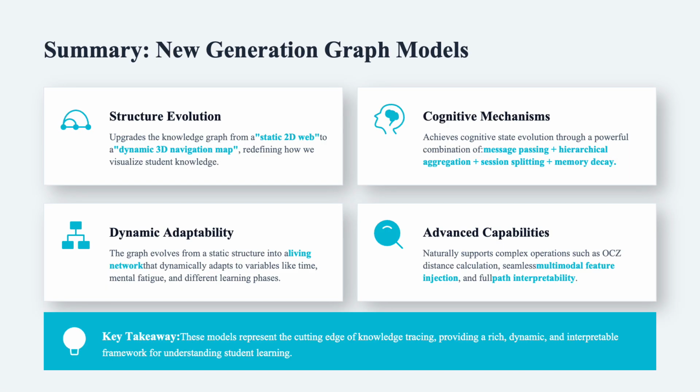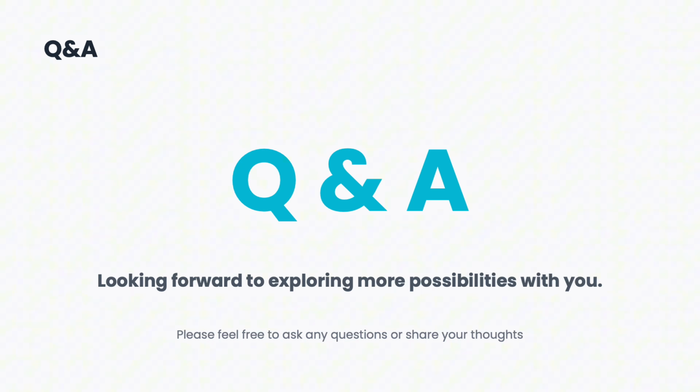Let's summarize. The new generation of graph models represents a major shift. They transform the knowledge graph from a static structure into a dynamic, multifaceted representation of a student's cognitive state. By incorporating hierarchy, sessions, and forgetting, they create a model that is far more realistic and powerful. These models are not only highly accurate, but also highly interpretable, making them an invaluable tool for both research and real-world educational applications. That's all for today's deep dive into the new generation of graph-based knowledge tracing models. We've covered their core ideas, calculations, and how they represent a significant advance over previous methods.